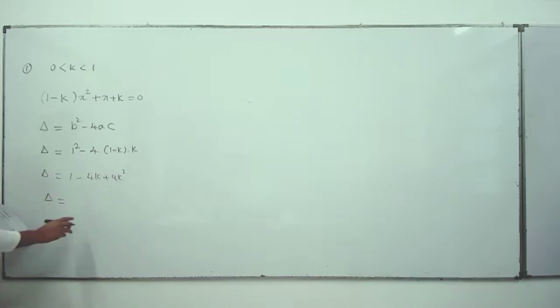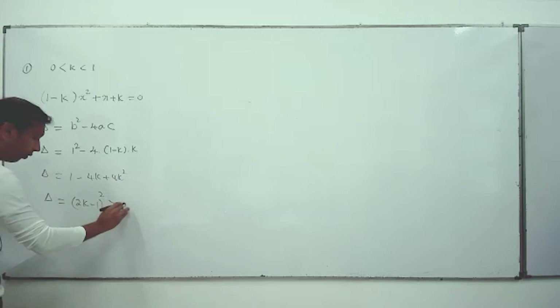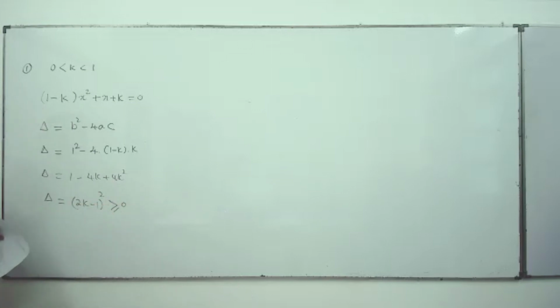Delta, you can write this as 2k minus 1 perfect square, no? 2k perfect square means 4k squared, minus 4k, plus 1. You can very clearly understand 2k minus 1 perfect square is always positive or 0. Therefore, delta greater than or equal to 0. Hence, roots are real.